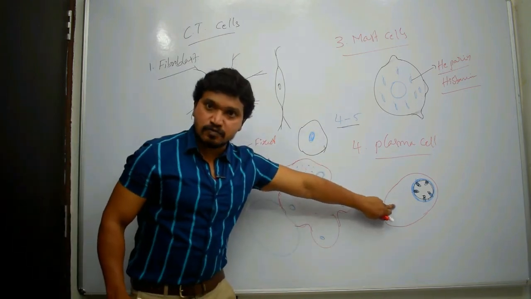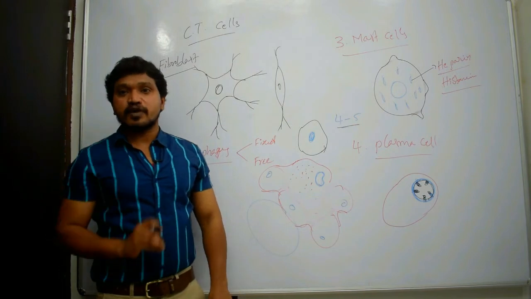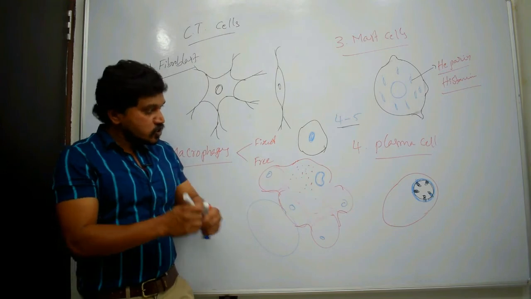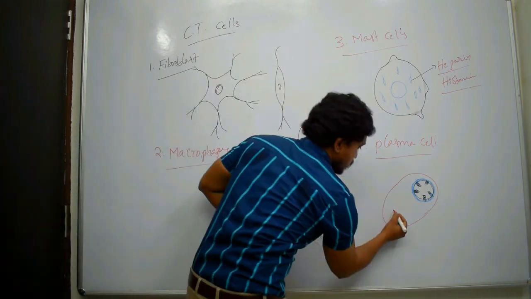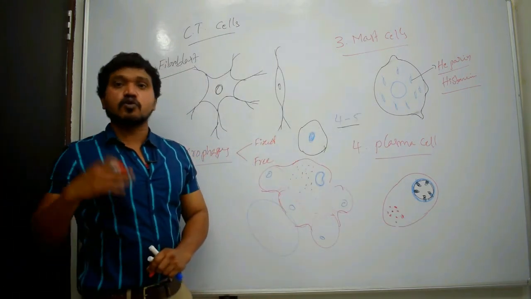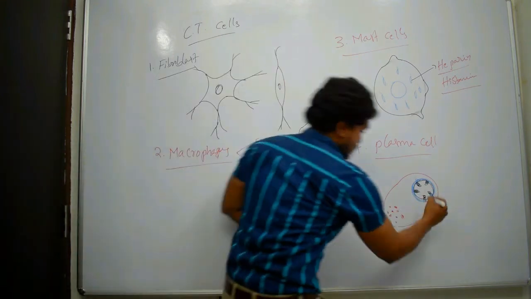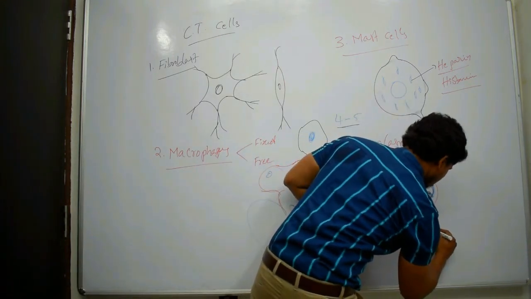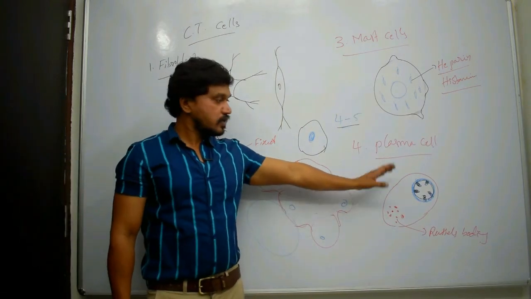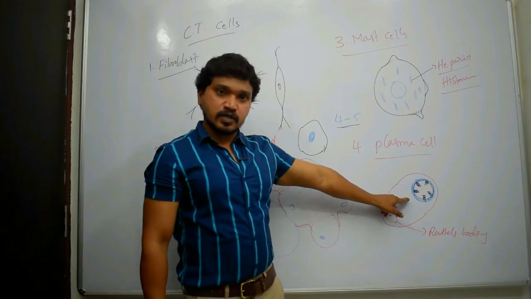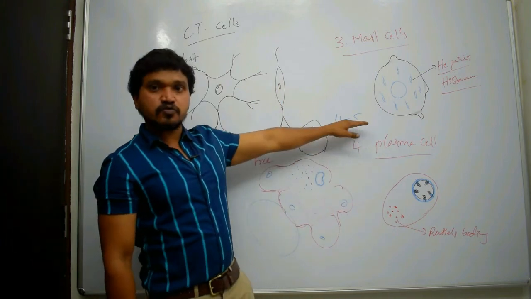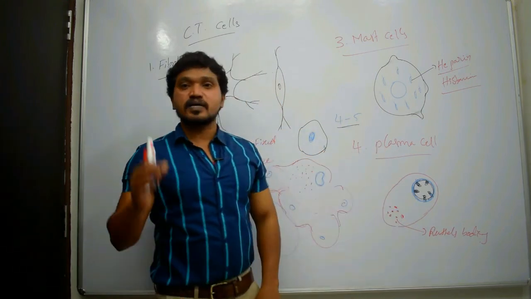Within the cytoplasm of the plasma cell, there will be storage of antibodies, because plasma cells produce the antibodies. Those antibodies will be stored within the plasma cell. When the antibodies are present within the plasma cell, we no longer call them antibodies. We call them Russell's bodies. This is about plasma cell. Very simple: irregular in shape, eccentrically placed nucleus with cartwheel appearance, because heterochromatin is arranged in 4 to 5 clumps. That's why the nucleus appears as a cartwheel.